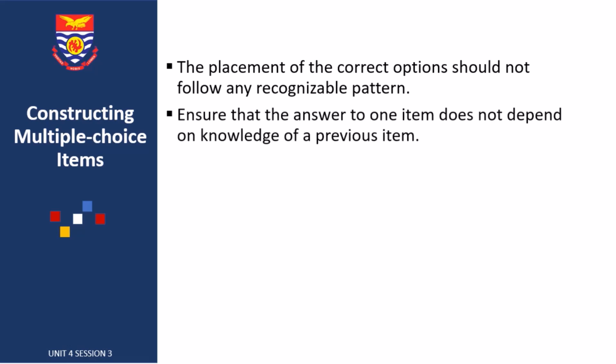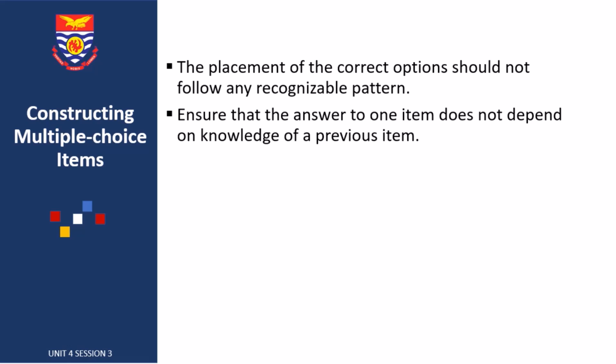Ensure that the answer to one item does not depend on knowledge of a previous item. The question should be different. The previous item should be totally different from the next item. The answer should not match. But in some instances, they can give you some information to use to answer questions 5 and 7.